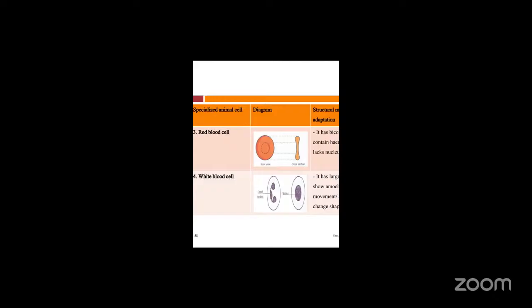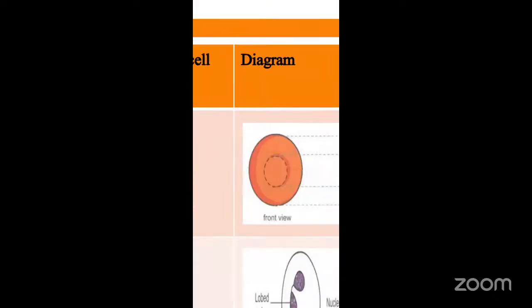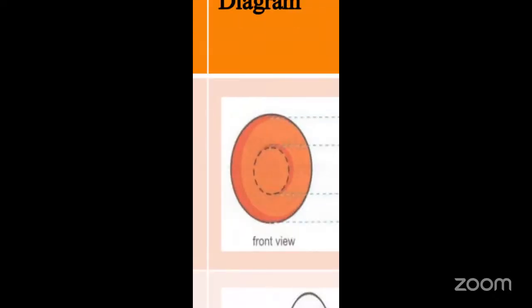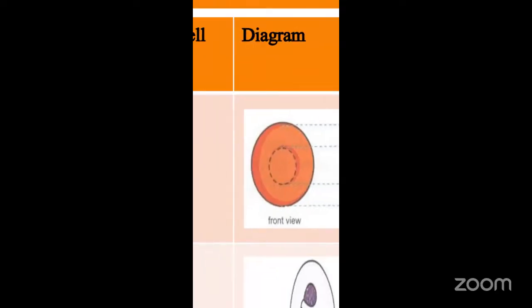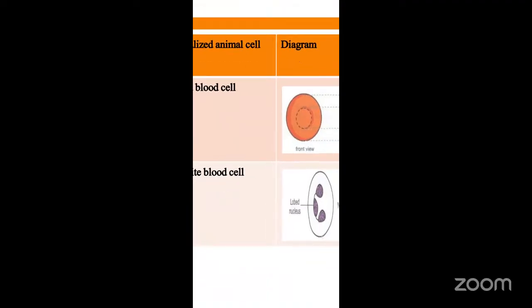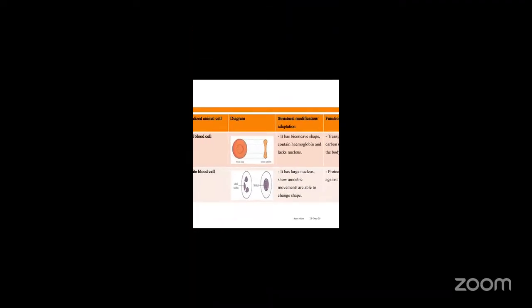It is also biconcave, it is thin at the middle, like you can see here. It is thin at the middle compared to the edges, so that a lot of oxygen and carbon dioxide can actually dissolve in the red blood cell, allowing better transportation of oxygen.